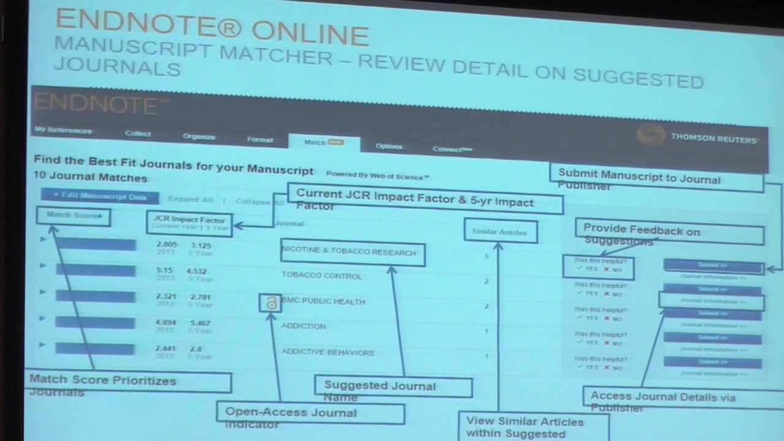So you can see that it gives you not only the match score, it gives you the JCR impact factor, it gives you an indicator whether the journal is open access, it tells you how many similar type articles are in that journal, and it allows you then to submit the manuscript right to the journal publisher. So it very clearly helps early career researchers find where they might want to publish before they know all of the journals in their particular discipline.